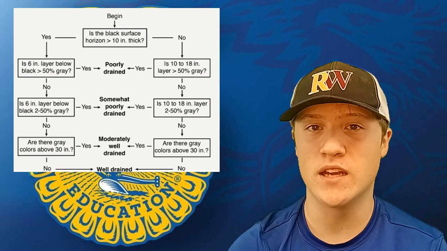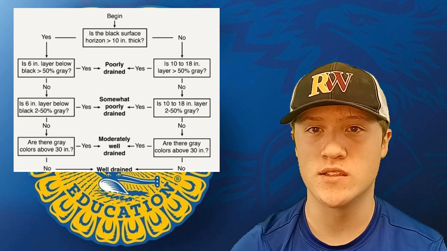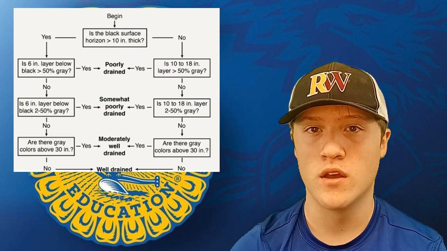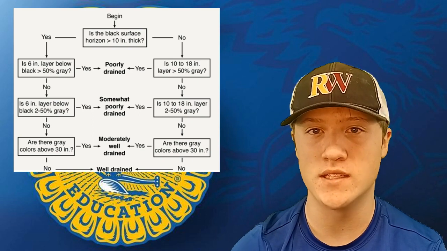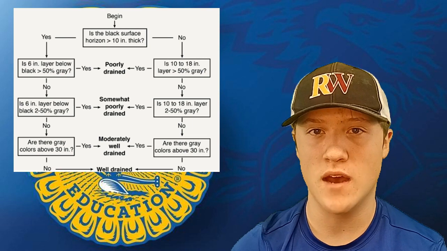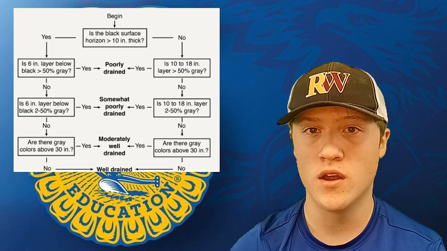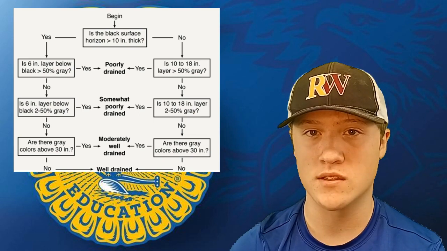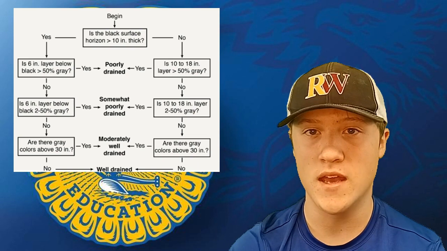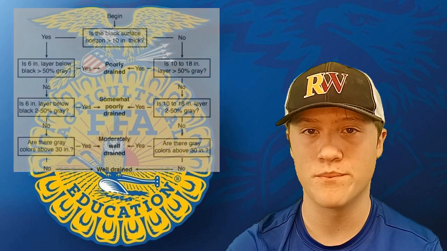Now, back to the beginning of the card. If you do not have at least 10 inches of black, then you're going to look at 10 to 18 inches. In those 8 inches, if it is 50% gray or more, then you have a poorly drained soil. If not, then you look at those 8 inches again and see if you have 2 to 50%. If you have that, then you have a somewhat poorly drained soil. If you don't have them, like before, you're going to look at 30 inches and above. If there is gray above 30 inches, then you have a moderately well-drained soil. If there is no gray present at all, then you have a well-drained soil.